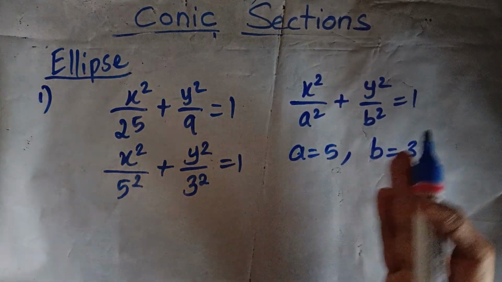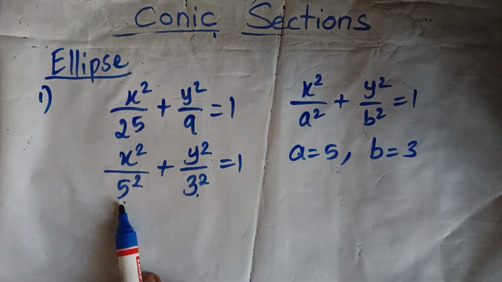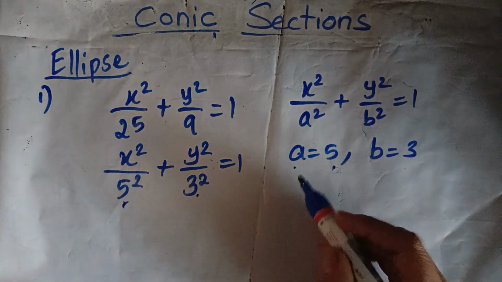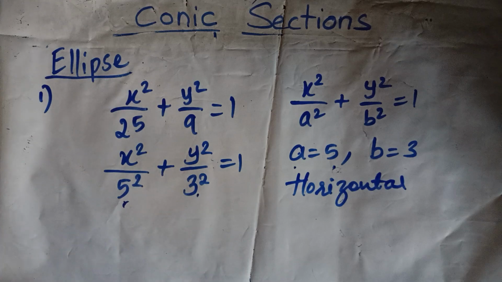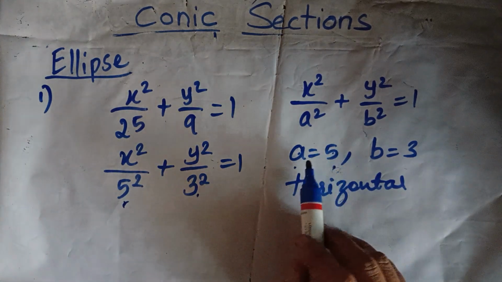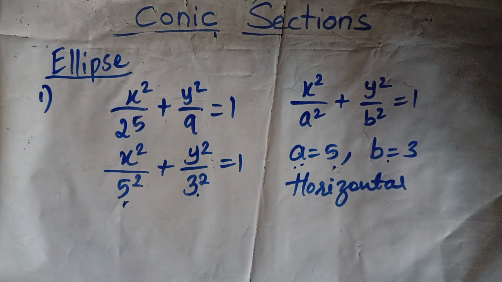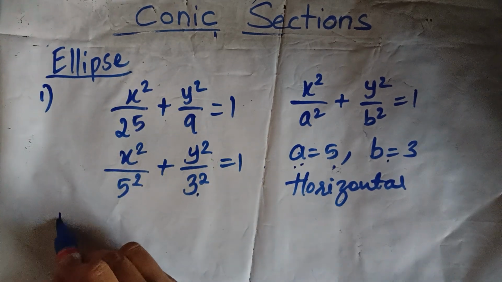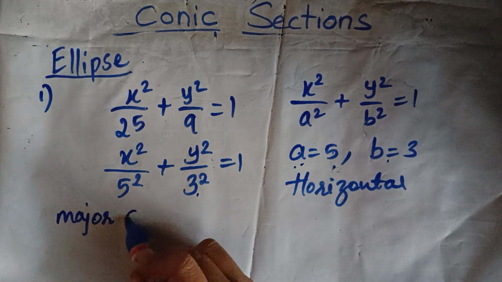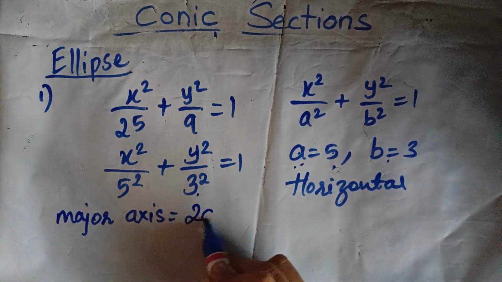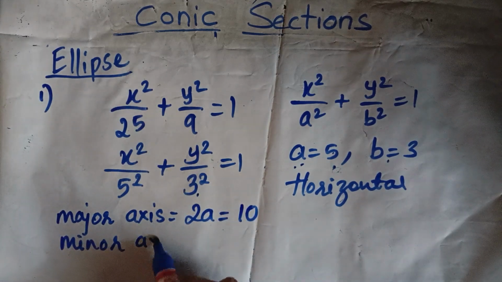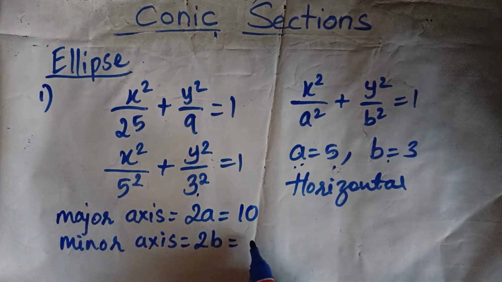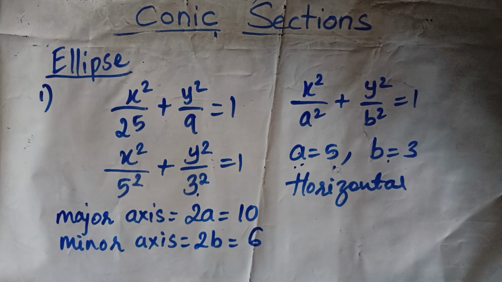So before deciding a and b, you have to look at the numbers. If a is greater than b, then this is horizontal, and if a is less than b, then it is vertical. So the length of the major axis is 2a, so 2 fives are 10. What about the minor axis? 2b, that is 6.